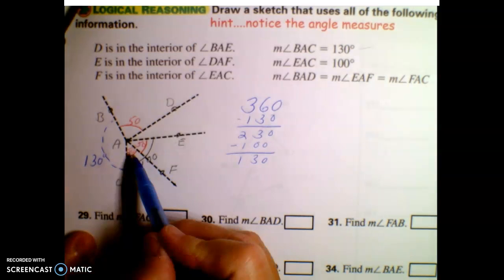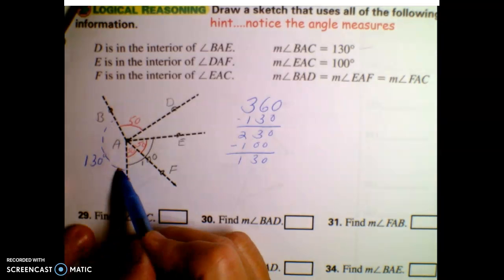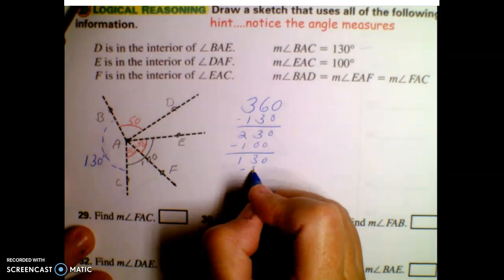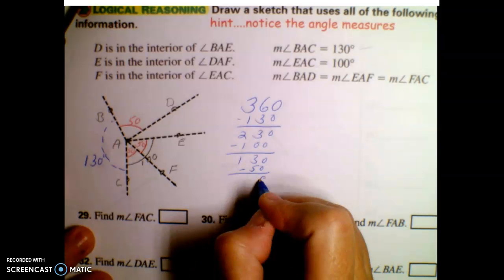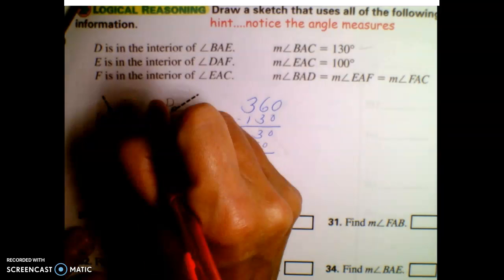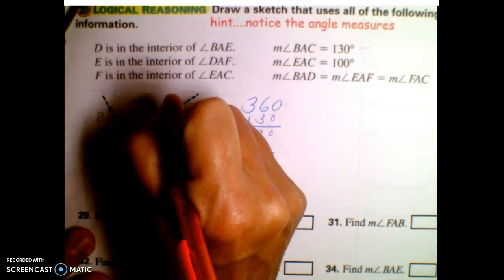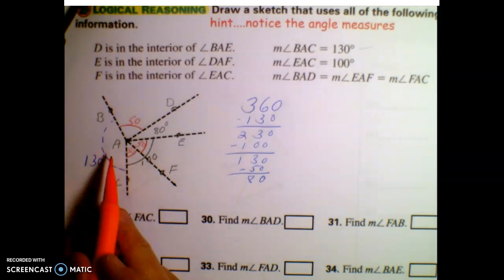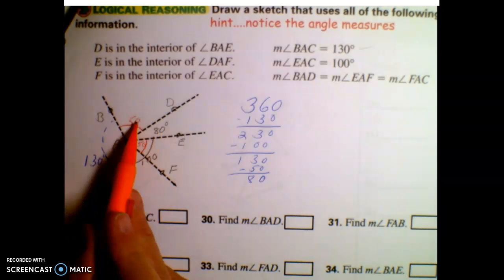Okay, so I just subtracted this, and then I still have this 50-degree angle. And I have 80 degrees left. So that must mean that this little angle right in here is 80 degrees. Okay, so I think we know all the angles now. 130, 50, 50, 80, 50.